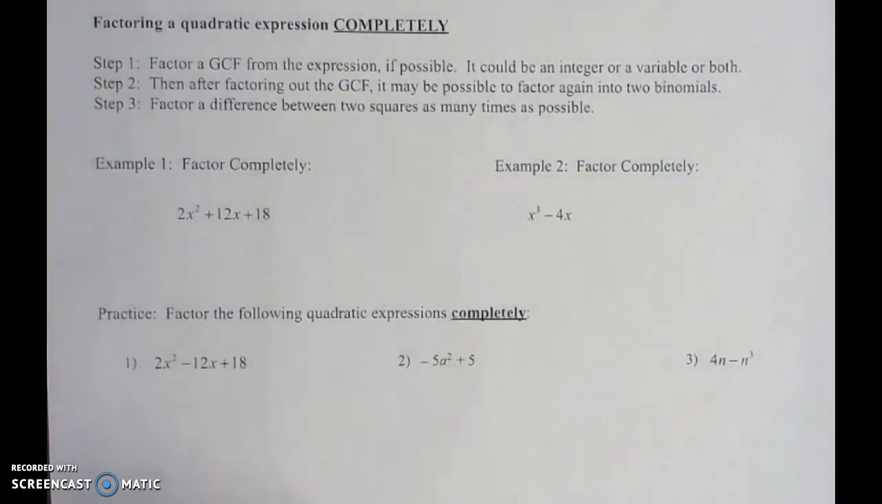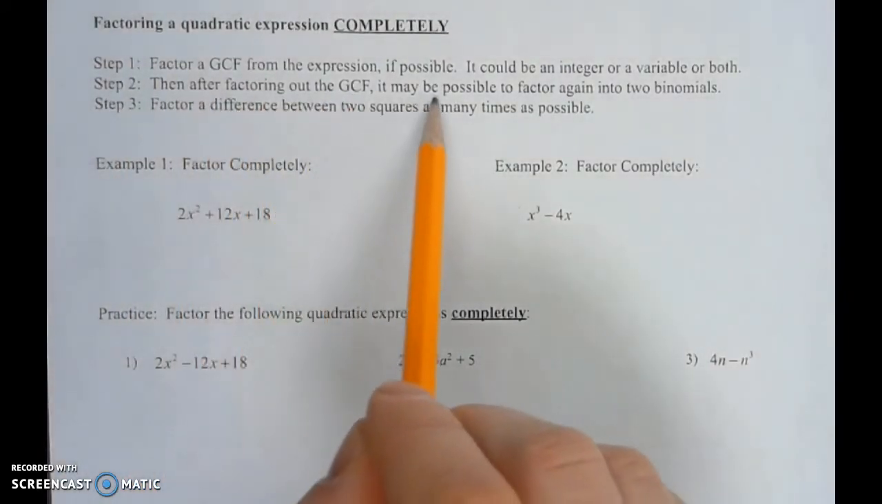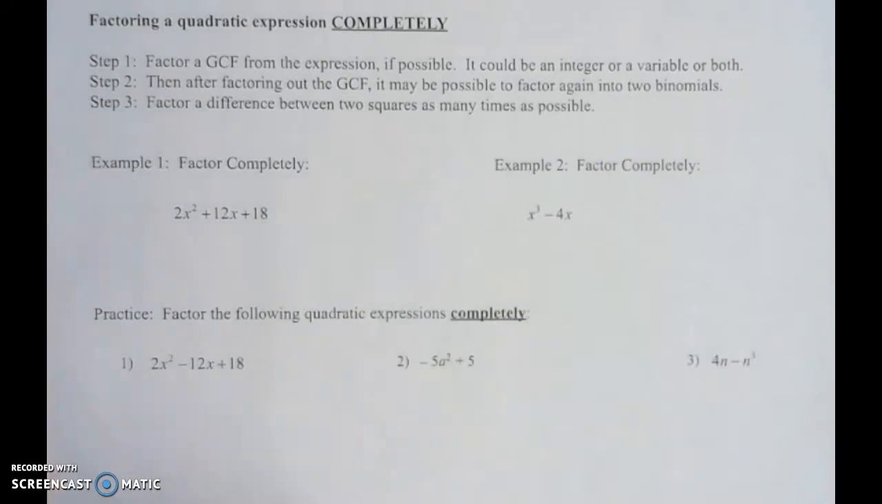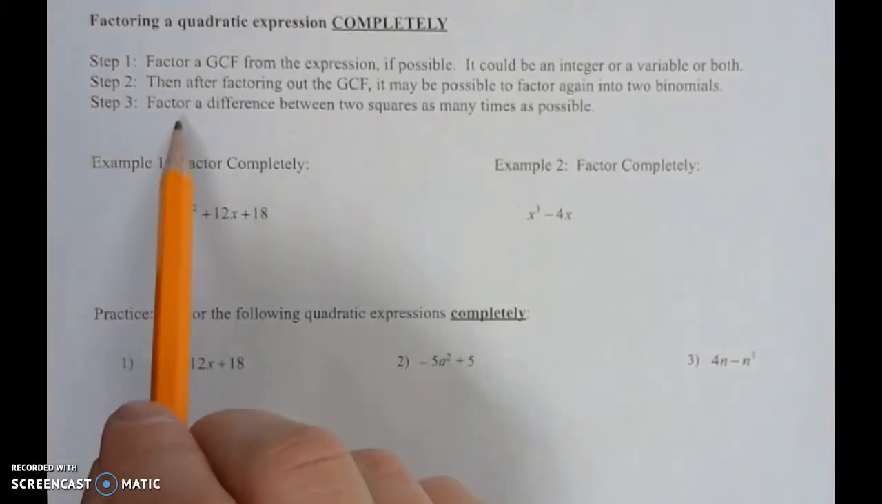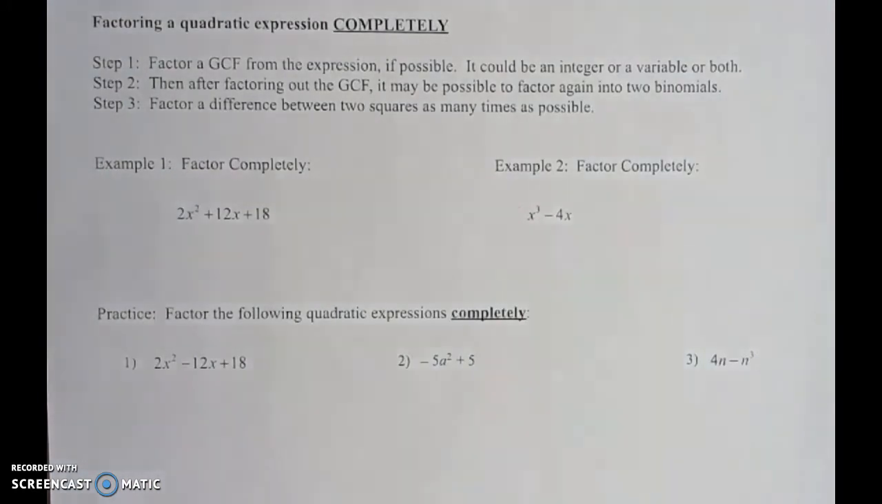If you look at all the terms and notice that they have something in common, factor that out right at the beginning. After factoring out the GCF, it may be possible to factor again into two different binomials. So you should always look to see if you have a trinomial that you could factor into binomials. Factor a difference between two squares as many times as possible. So I'll do a couple of examples with you here.